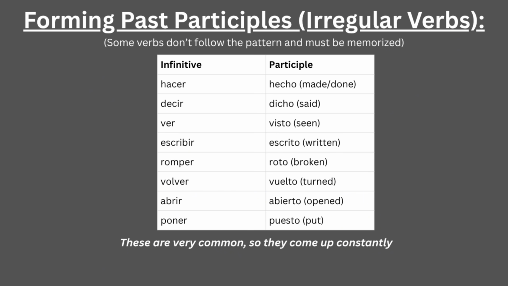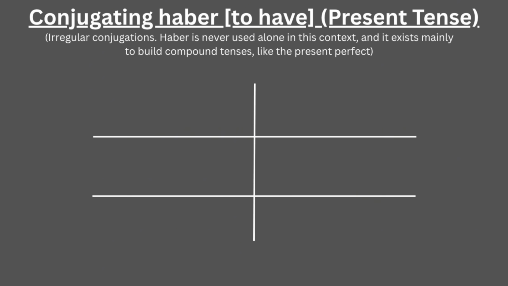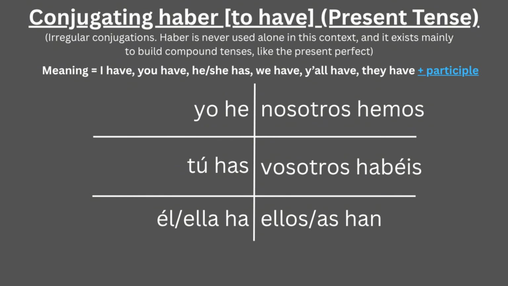After learning every type of participle, we can now see how to conjugate haber in the present perfect. Here, we return to the first part of the structure, so haber will use present tense conjugations, which are irregular. It will also never be alone in context, and it will always be paired with a past participle. He, I have. Has, you have. Ha, he, she has. Hemos, we have. Habéis, y'all have. Han, they have.